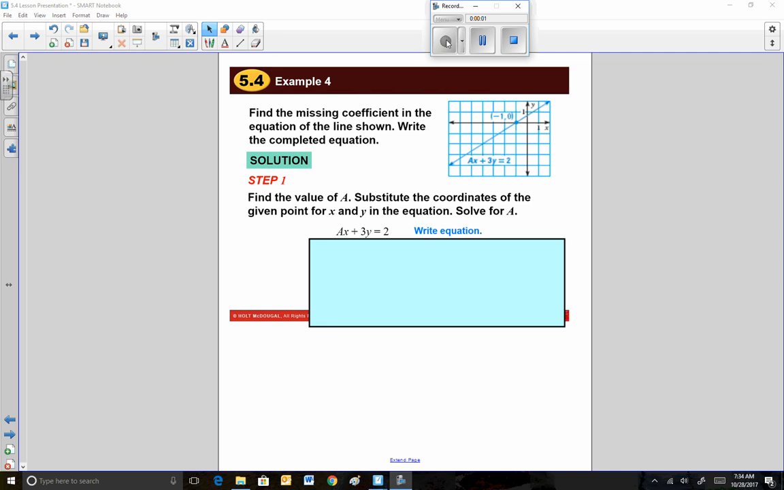Hi everyone. We are still looking at standard form. So that would be ax plus by equals a constant. And let's take a look. Find the missing coefficient in the equation of the line.